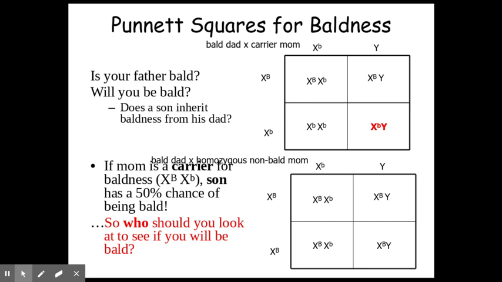And the answer would be no, because the mom is the one that would be the carrier. So mom is a carrier for baldness. The son has a 50% chance of being bald. So when you look at whether you're going to be bald or not, you're going to want to look for your mother's traits and what your mother's traits have. This isn't the case for every baldness example, but it is the case for some.